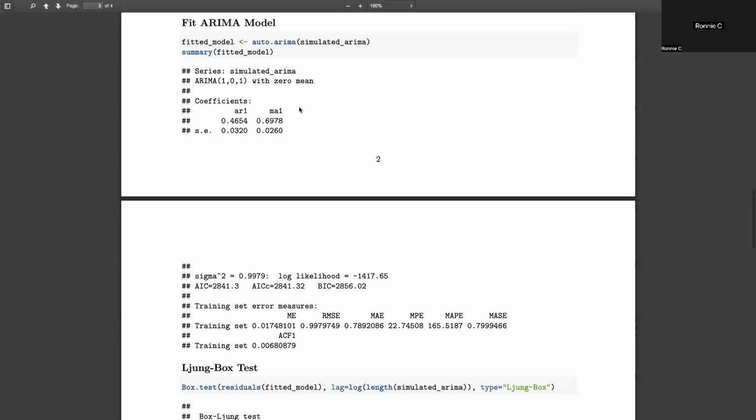In the ARIMA(1,0,1) model, the estimated coefficients for the autoregressive AR and moving average MA components are, as we've seen on the screen, AR1, which is equal to 0.4654 with a standard error of 0.0320. MA1, the coefficient there is 0.6978 with a standard error of 0.0260. These coefficients are close to the true values using the simulations that we set at the beginning in our program. We set the coefficient of AR equal to 0.5, the coefficient of MA equal to 0.7.